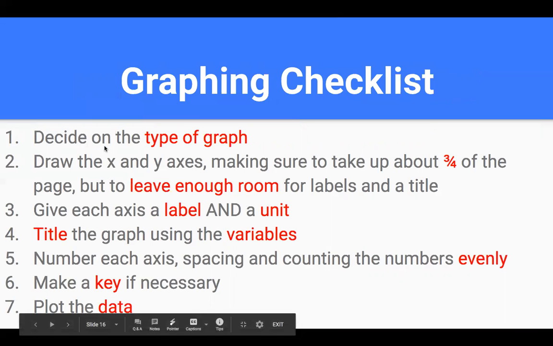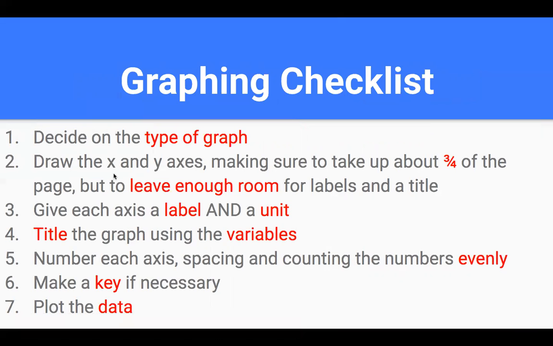So you're going to decide on the type of graph, whether it's a line or bar or even a pie chart. If you were drawing it by hand, you would draw the x-axis horizontally, the y-axis vertically, making sure to leave enough room on the page. But I'm going to show you how to do this online, so you won't need to draw the x and y axes. You do have to give each axis a label and a unit.